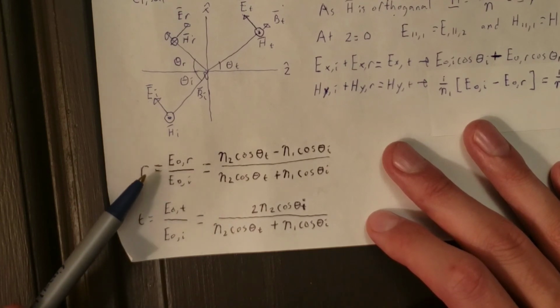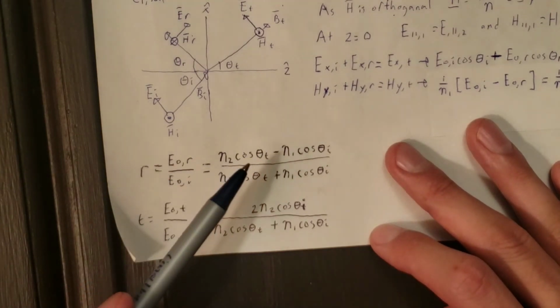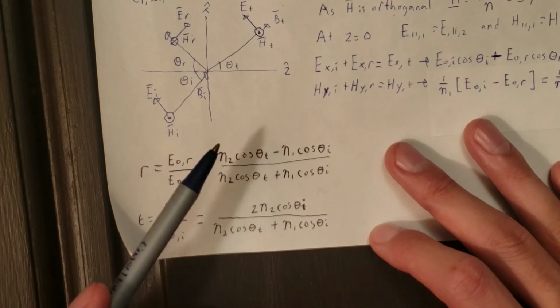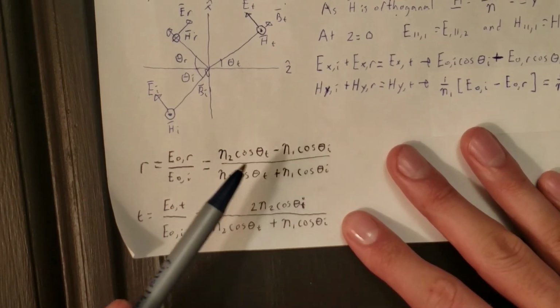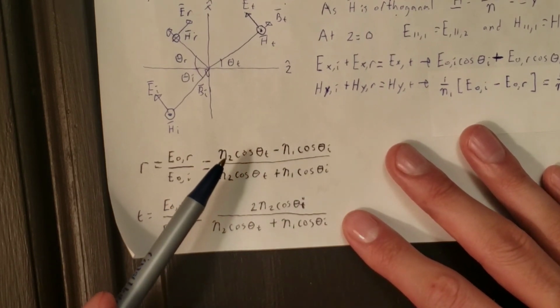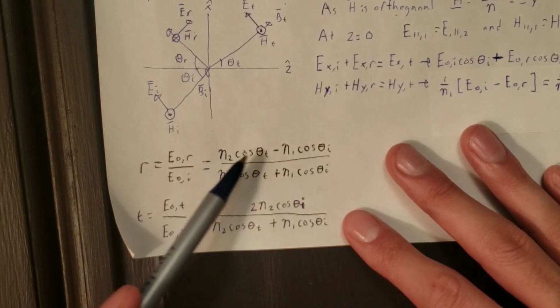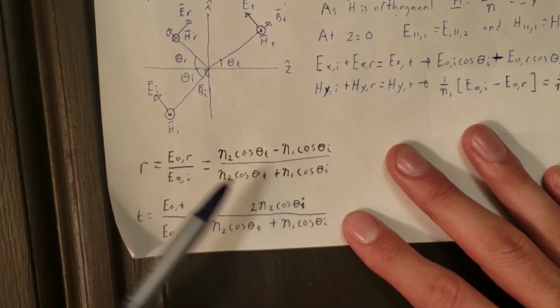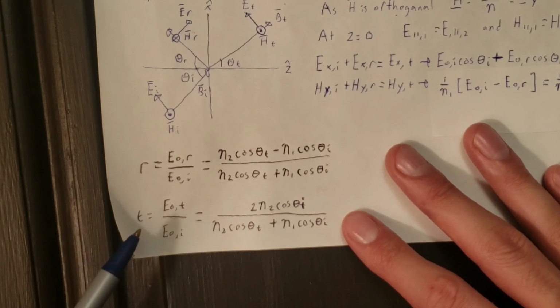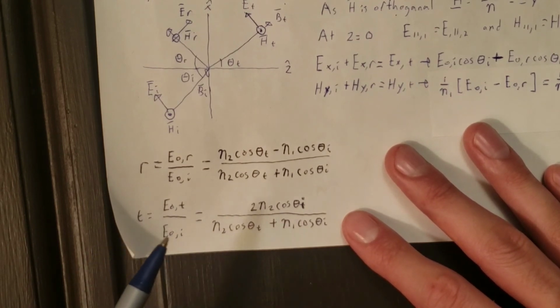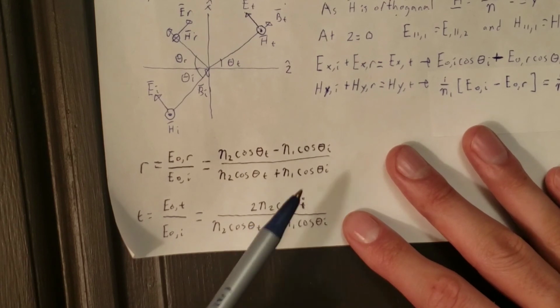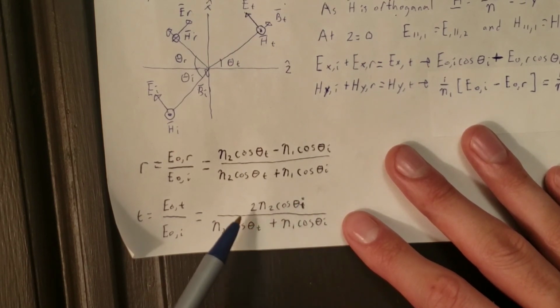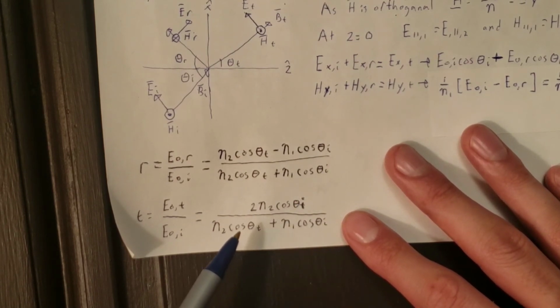And from this, we have the two parameters. We have the reflection coefficient, now with a dependency on the angles, but still using the same format of impedance 2 minus impedance 1 over impedance 2 plus impedance 1. And we have the same thing for the transmission coefficient with the same dependencies now on theta.